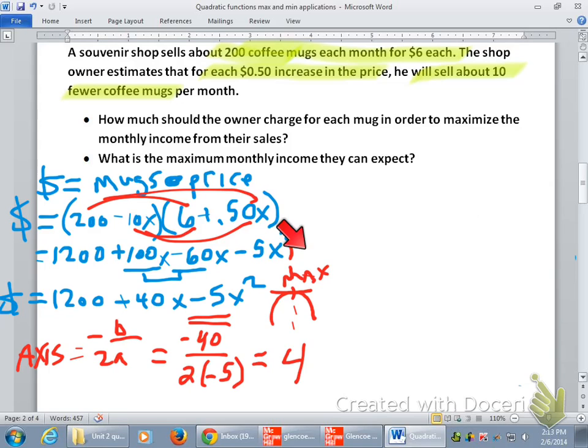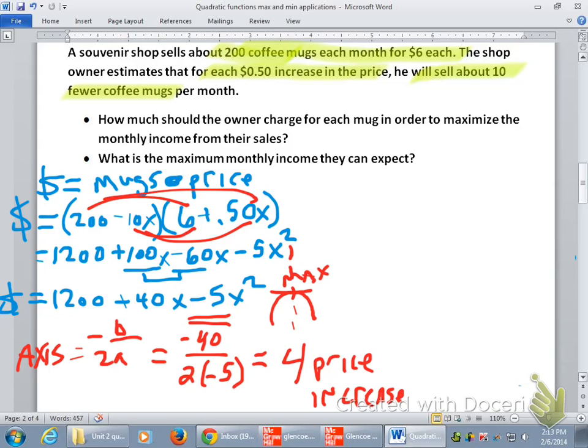Okay, I agree with you that it's the x. Up here we established it as the x. But remember, this x right here, when we had it in the table, when we figured out this little pattern, 6 plus 50 cents times x, what was the x? It's 50 cents every price increase, right? So this means there's 4 price increases. It doesn't actually tell me the answer. It just tells me how many times I have to increase the price to maximize this.